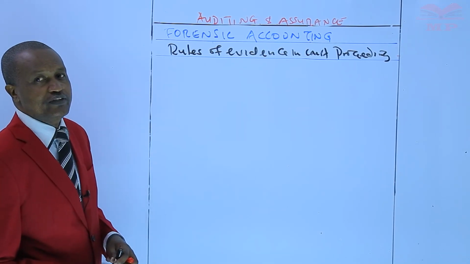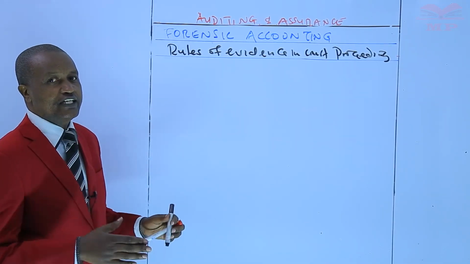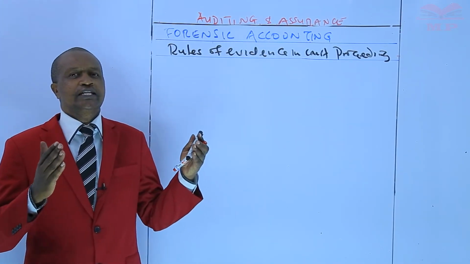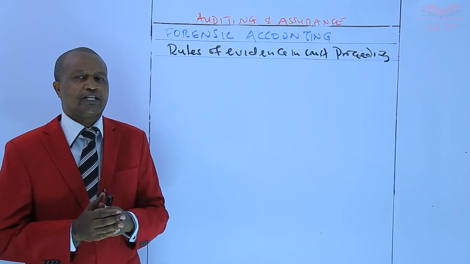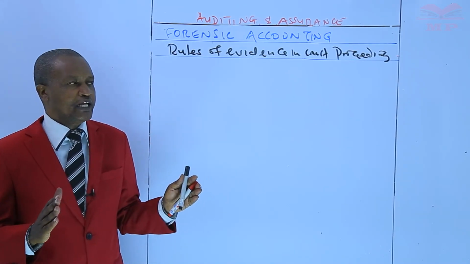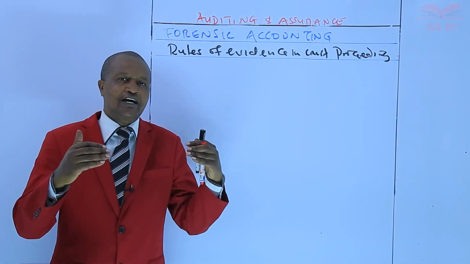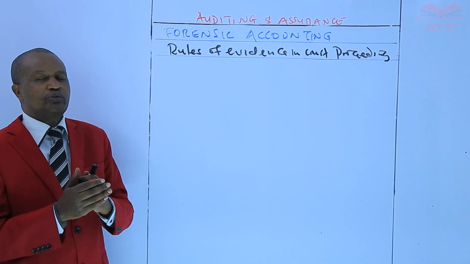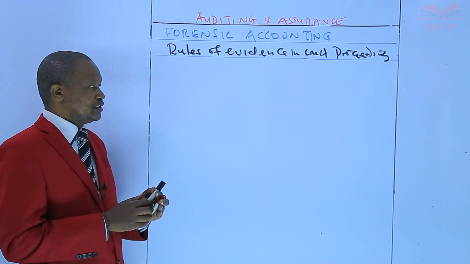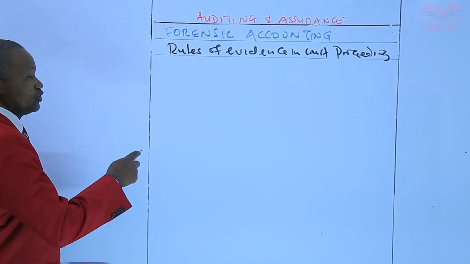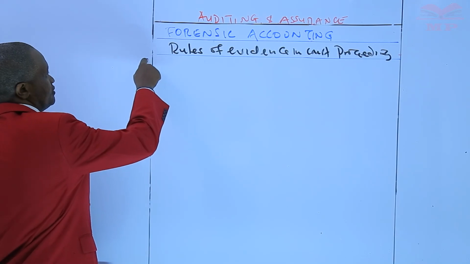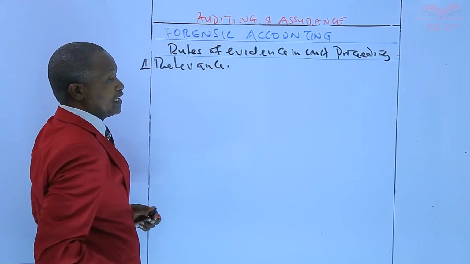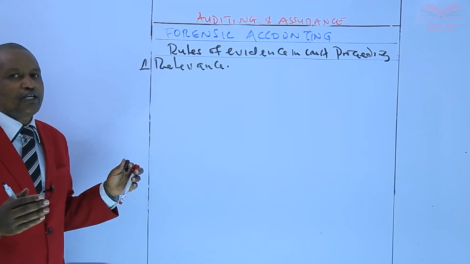Now, the rules of evidence in court proceedings vary depending on the jurisdiction and the legal system in which the court operates. But there are some general principles and common rules that are followed in many legal systems. So we're going to discuss a few points. One is on relevance.